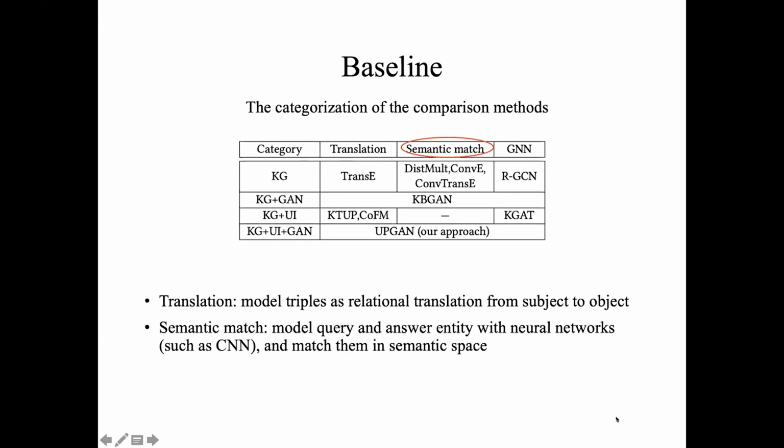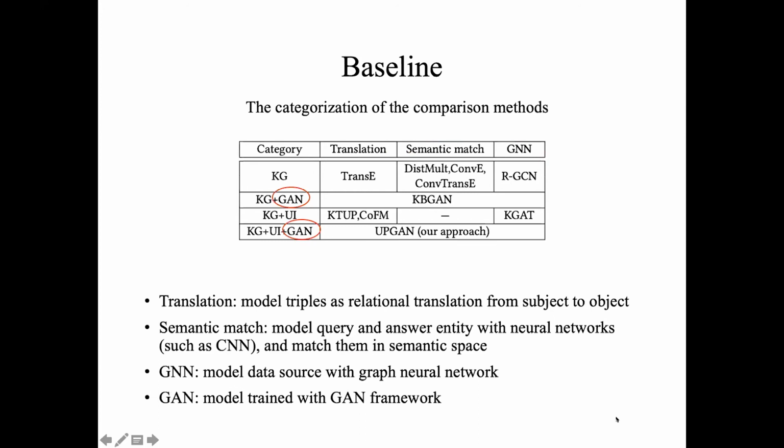Second, semantic-based methods, which model query and answer entity with neural networks, such as convolution neural network, and then match them in semantic space, such as DSmart, ConvE, and ConvTransE. Third, graph neural network-based methods, which model data sources with graph neural networks, such as RGCM and KGAT. And finally, GAN-based methods, which are trained with GAN framework, such as KBGAN and our approach UPGAN.